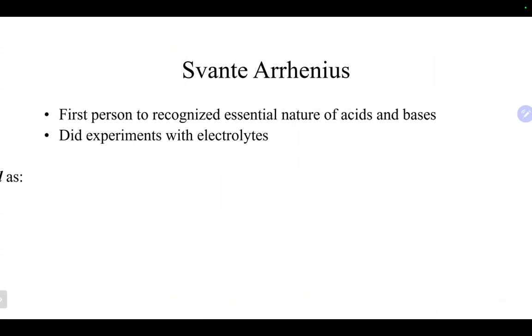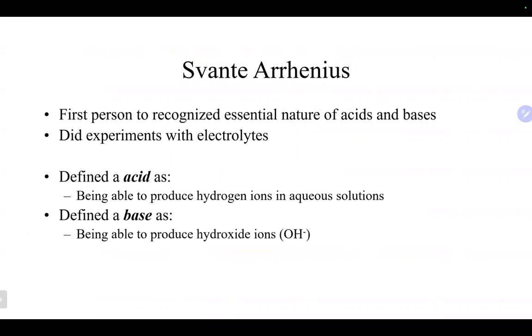So a very early definition of acids and bases was done by a guy named Arrhenius. He did a lot of work with electrolytes. If you remember, electrolytes are substances that basically break apart into ions in solution and conduct electricity. He defined an acid as being able to produce hydrogen ions in solution. So what we are talking about there is that on the product side, you get H+, which is the hydrogen ion. While he defined a base as something that's able to produce hydroxide on the product side.